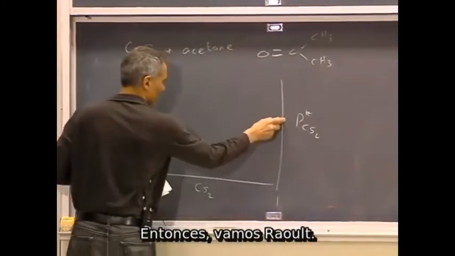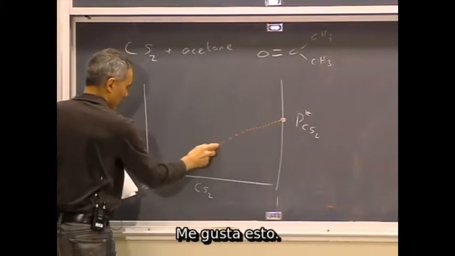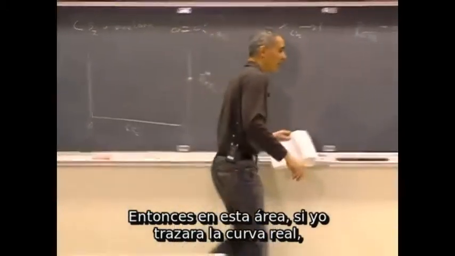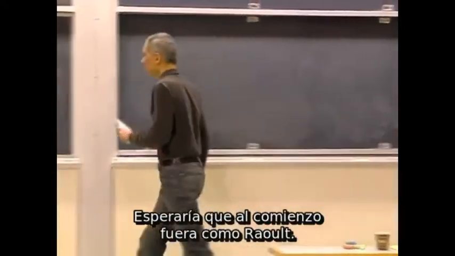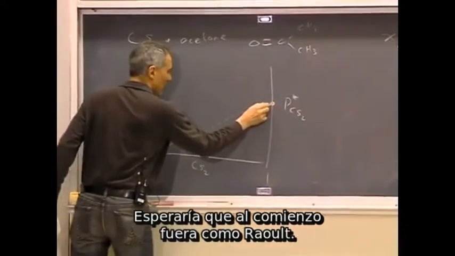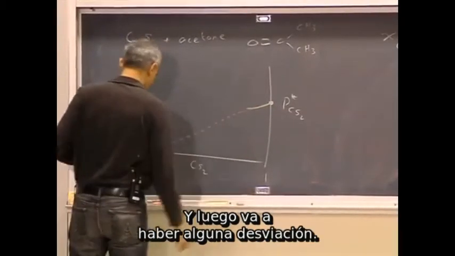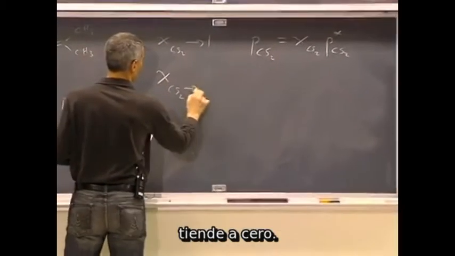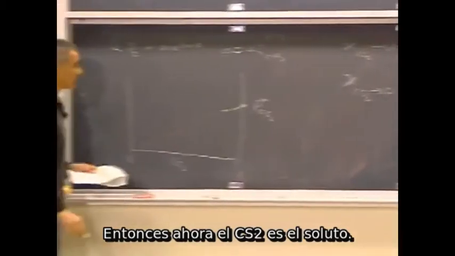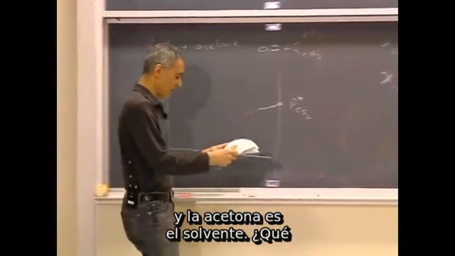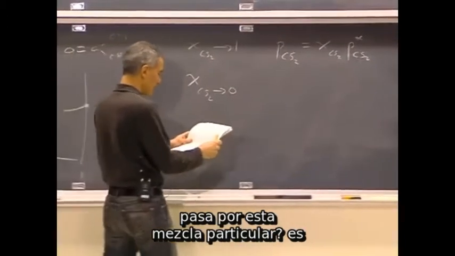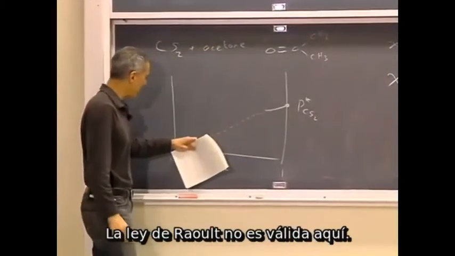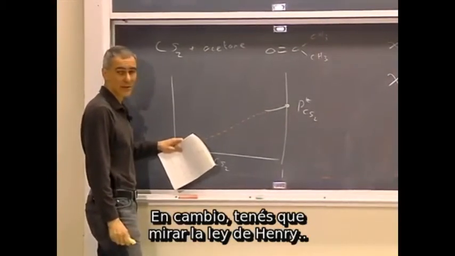So let's do Raoult like this, right? So in this area, if I were to plot the real curve, I would expect it to start out just like Raoult. And then there's going to be some deviation. And then if I take the other limit, where the mole fraction of CS2 goes to 0, so now the CS2 is the solute and the acetone is the solvent, what happens for this particular mixture is that Raoult's law is no longer valid. Instead, you have to look at Henry's law.